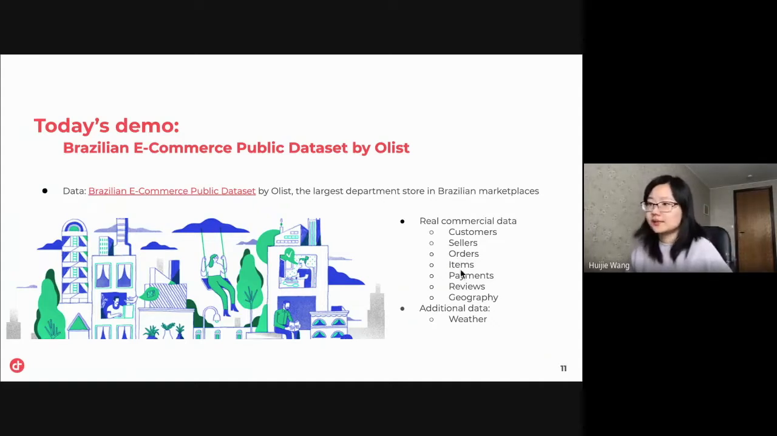Each order can have multiple items. So what's the information of the items? What's the information of payments for each order? And each order can also have some reviews from customers. Also, we have geography information in this dataset. And additionally, we added the weather data, which won't be shown in my demo, but later on in the local section, we can show how we can explore that as well.